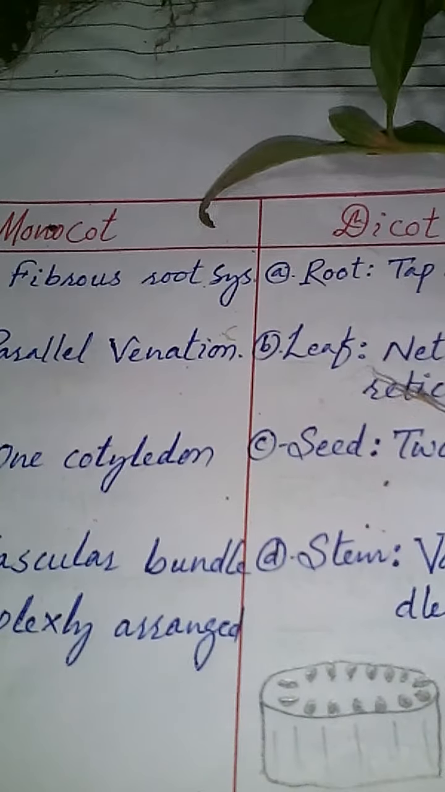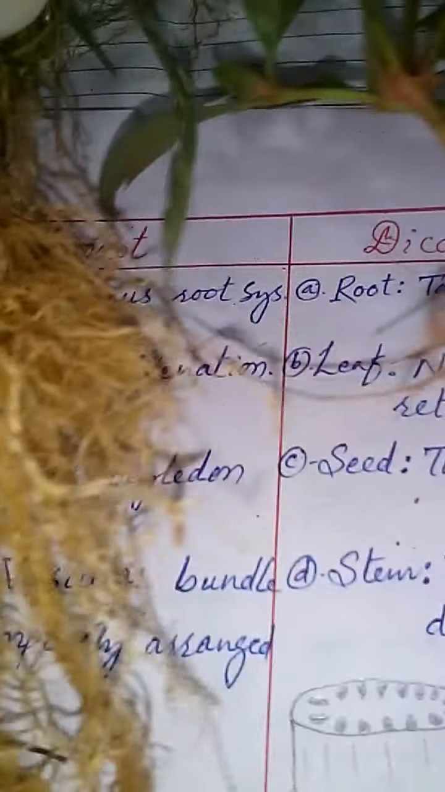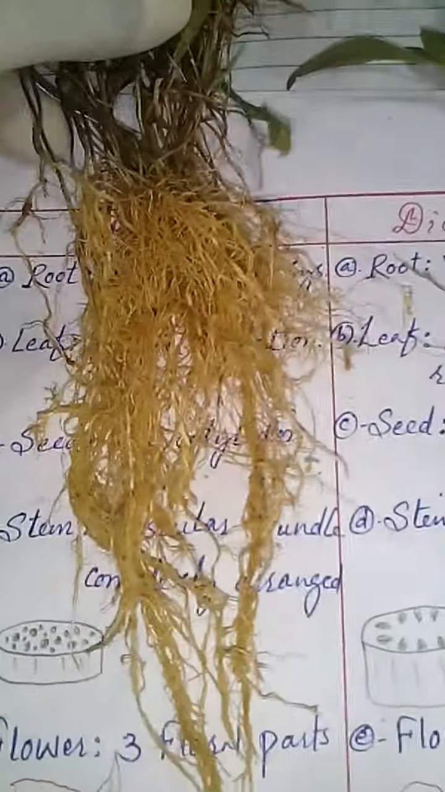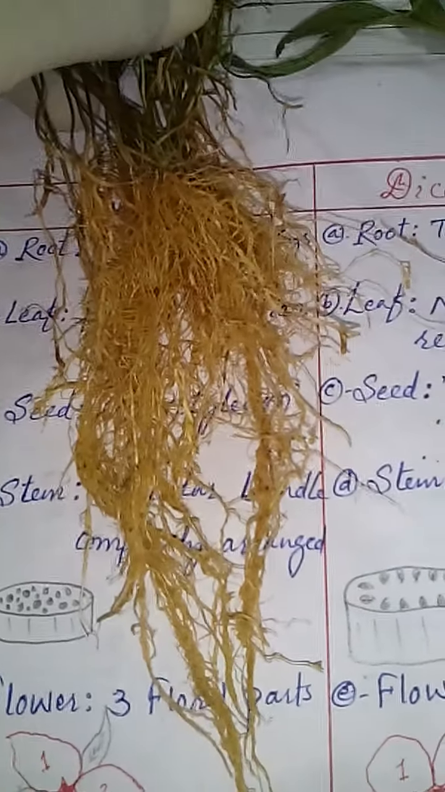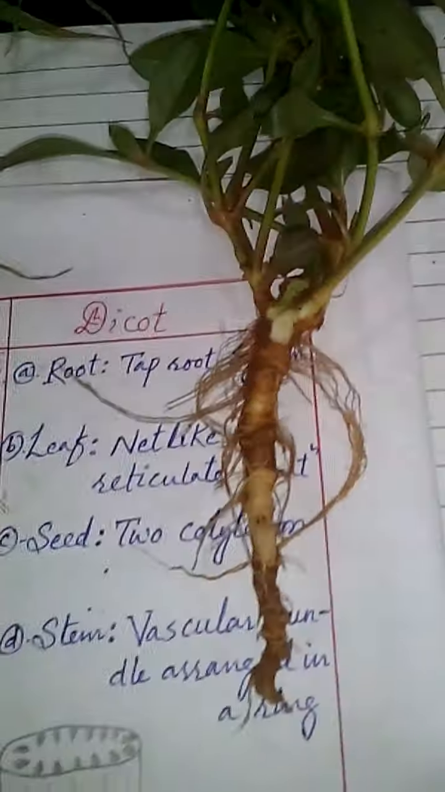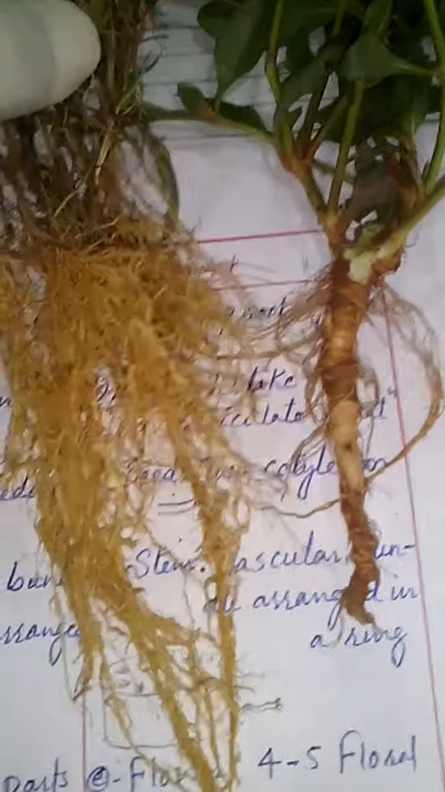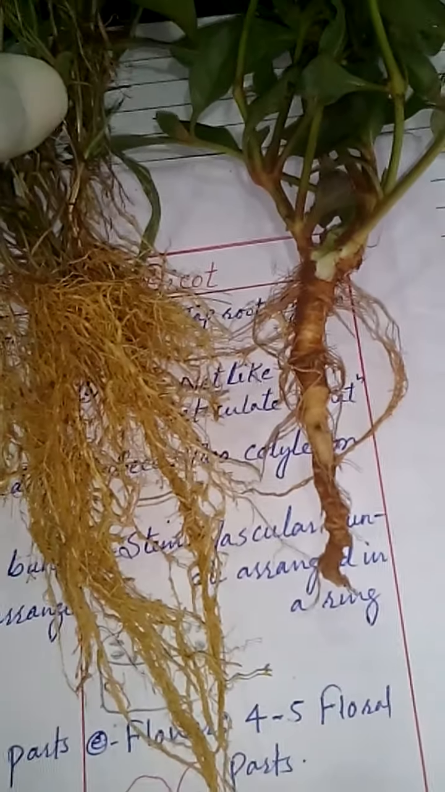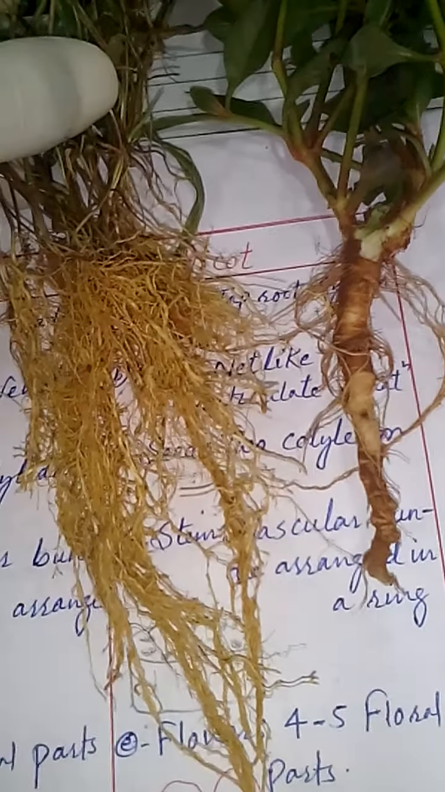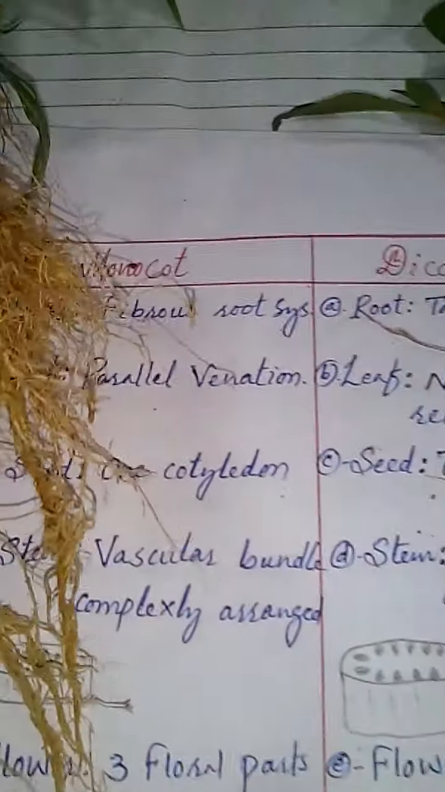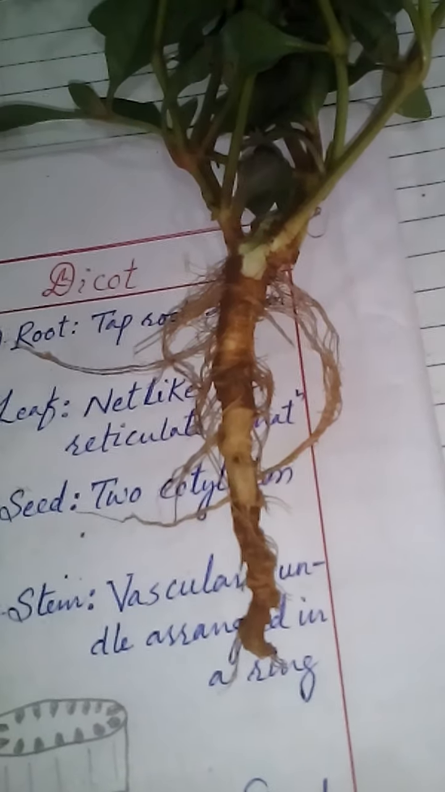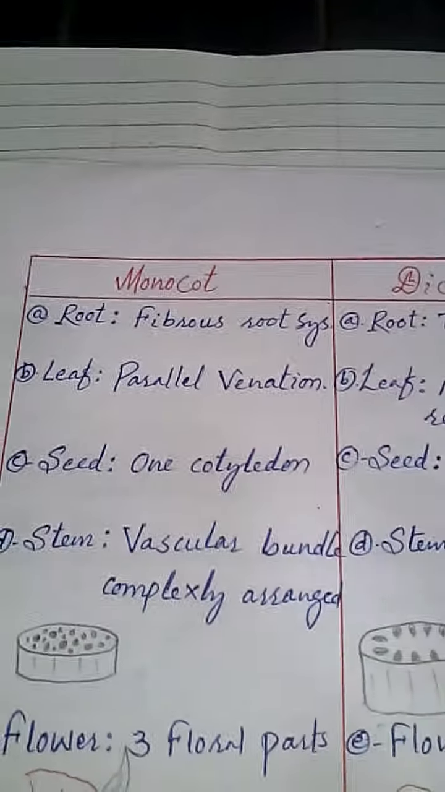The monocotyledonous plant shows the fibrous root system, while the dicotyledonous plant shows the taproot system. The fibrous root system and the taproot system can be understood by watching this original root system, fibrous and taproot. I think now you can understand the monocot and the dicot by comparing their roots. The fibrous root is present in the monocotyledon, the taproot is present in the dicotyledon.